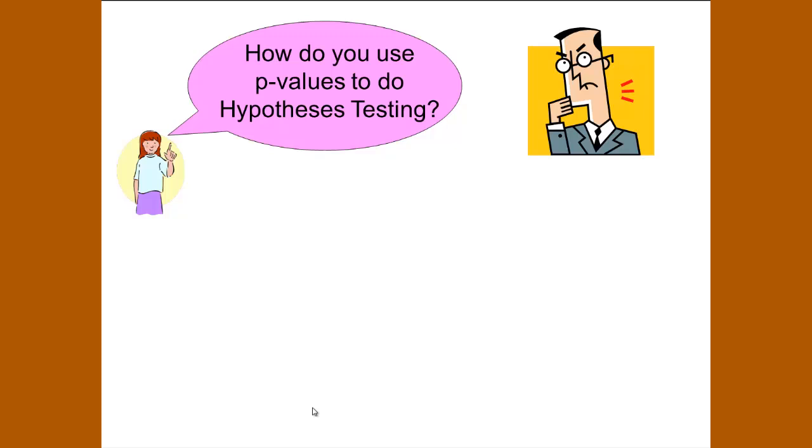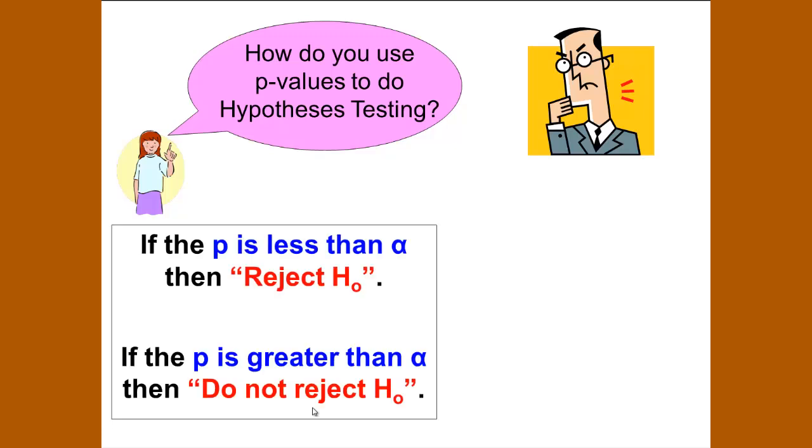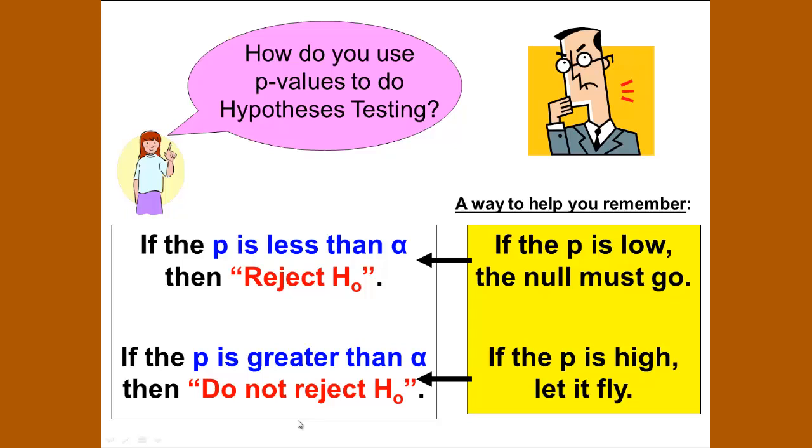And we're talking about how do we use the p-values to do hypothesis testing. And remember, if the p is less than alpha, then we reject H0. If the p is greater than alpha, then we do not reject H0. And a way to help us remember this is if the p is low, the null must go. If the p is high, then we let it fly.